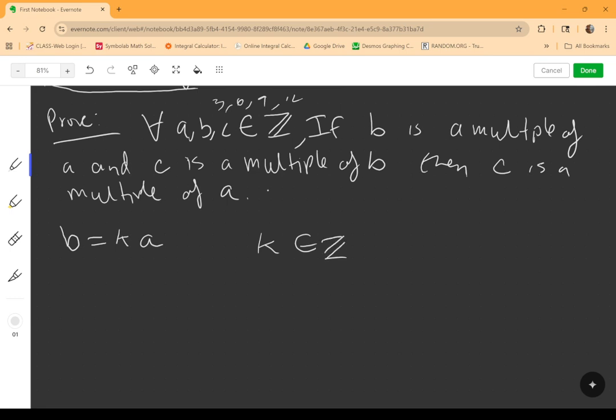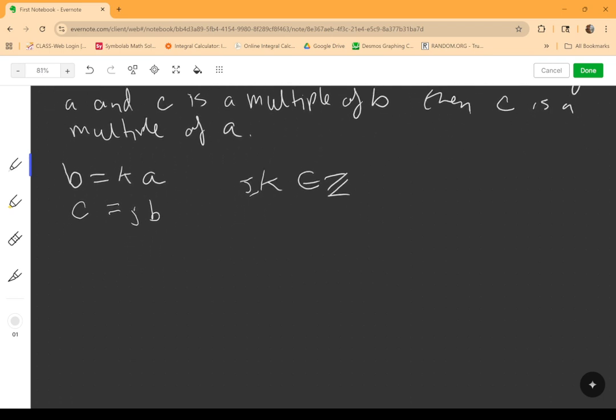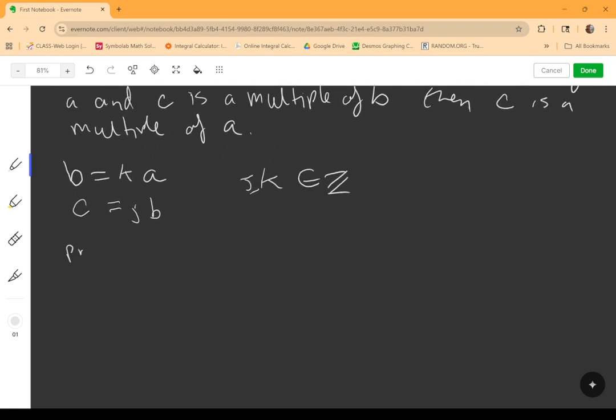The other statement says C is a multiple of B. So that means C can be rewritten as J times B, where J and K are integers. Again, properly define any new variables that were introduced. And I'm allowed to do this because we're told from the hypothesis that this is true. Okay, now let's start with our proof here. I'll start with C, which is by assumption.